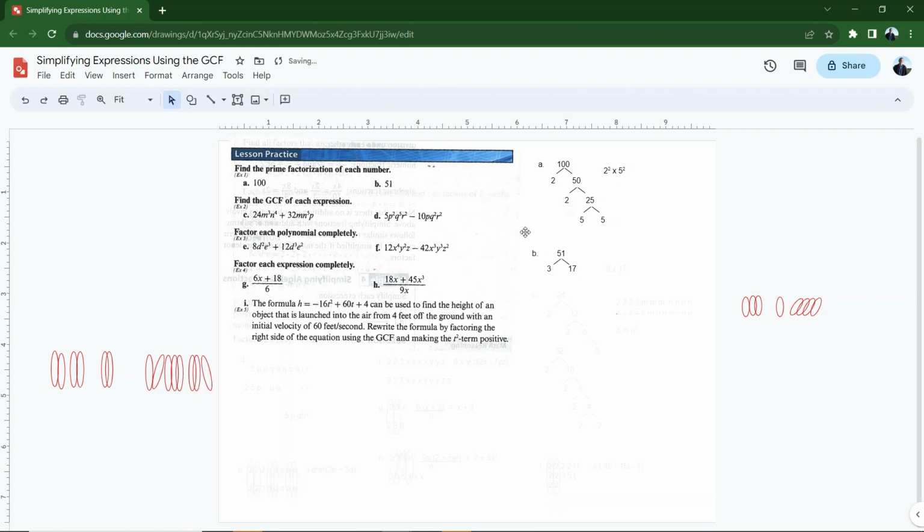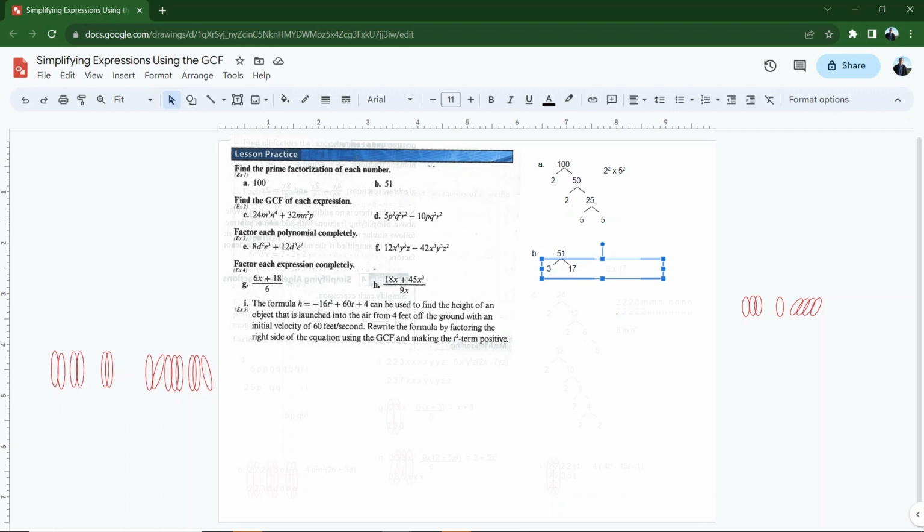Okay, let's do an easier one, 51. If I look at 51, I realize by a divisibility test that 51 is divisible by 3 because 5 and 1 add to a number that's divisible by 3. These divisibility tests that you learn in the skills bank are super helpful when you're doing factorization.